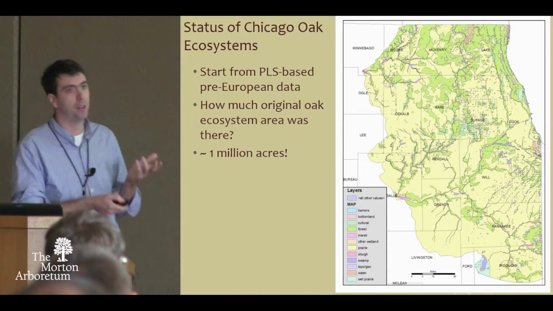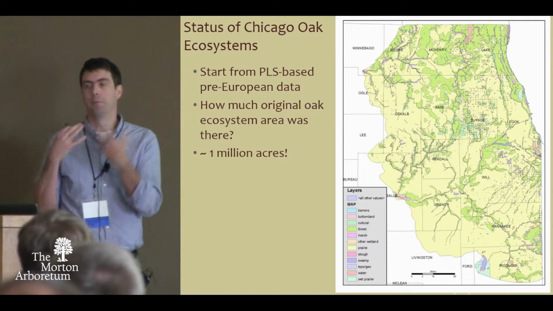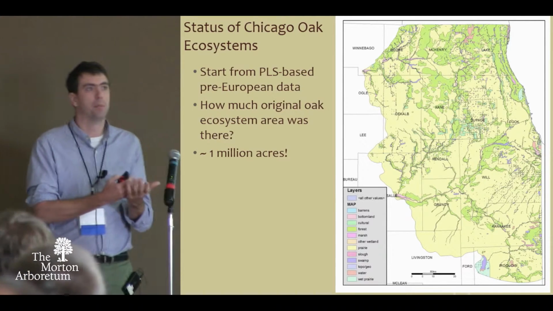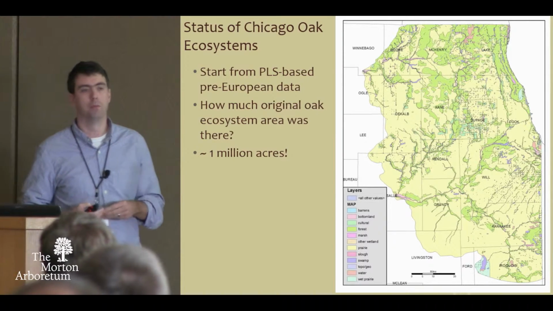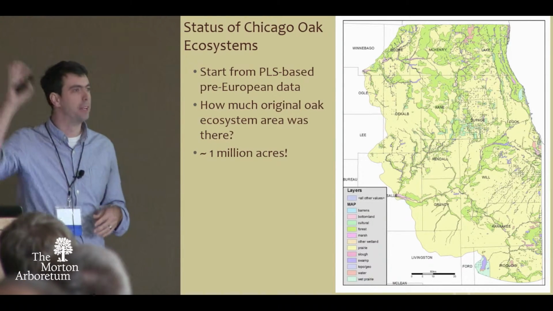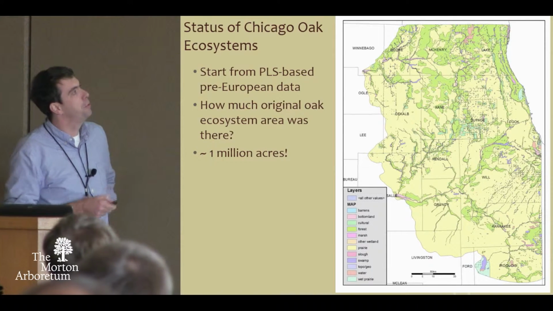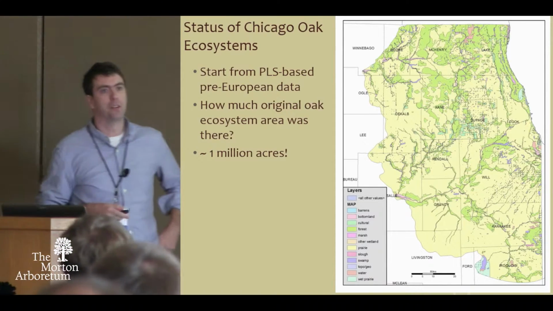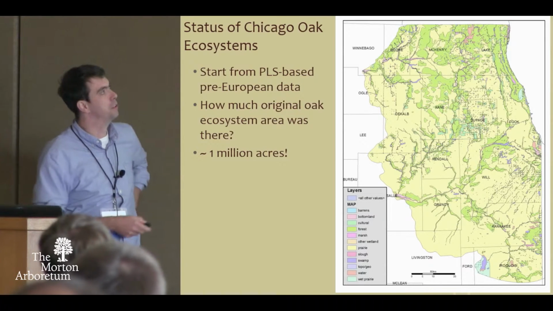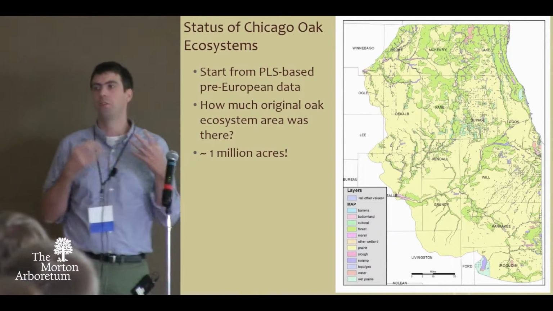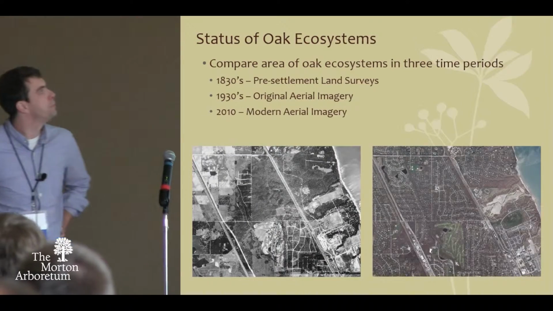So we started with, as I mentioned, these maps of the pre-settlement, pre-European landscape, the vegetation structure at that time. And this was developed by Marlin Bowles, who used to work here and is now retired and lives up in Alaska somewhere. And so at the time of European settlement, there was about 1 million acres of forested ecosystem within this Chicago region. And as I mentioned, that's pretty much all could be considered oak ecosystem. There were oaks everywhere within that.